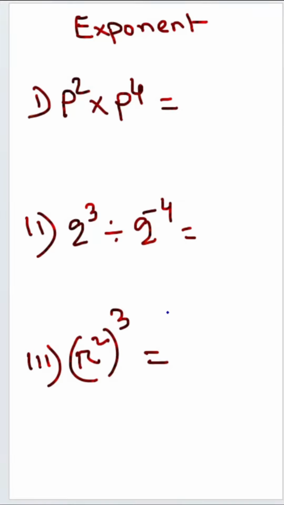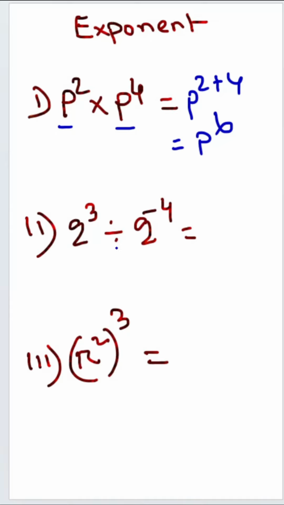Find the answer among these exponents. Look, here is p squared and p to the power 4. The base is the same, so the powers will be added. So p to the power 2 plus 4, here is p to the power 6.